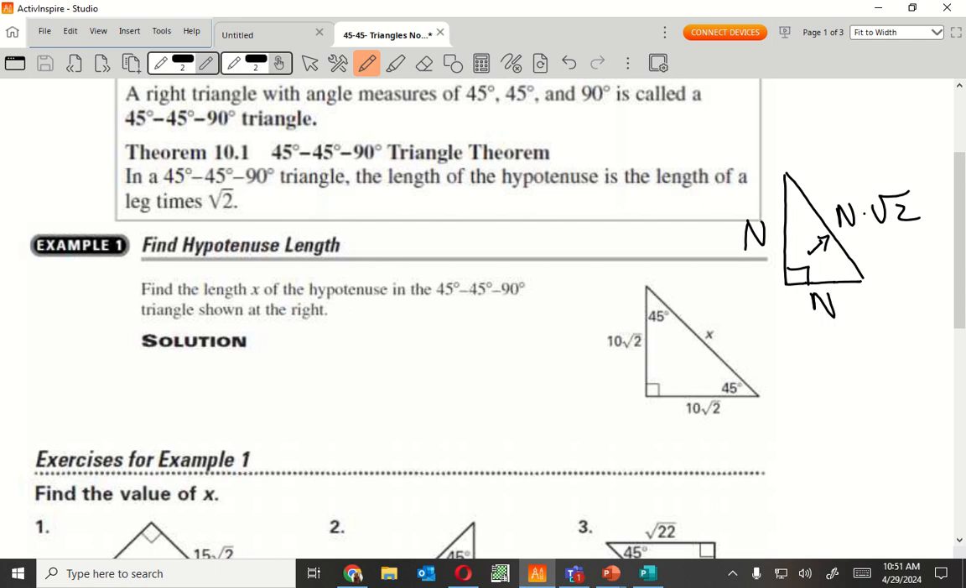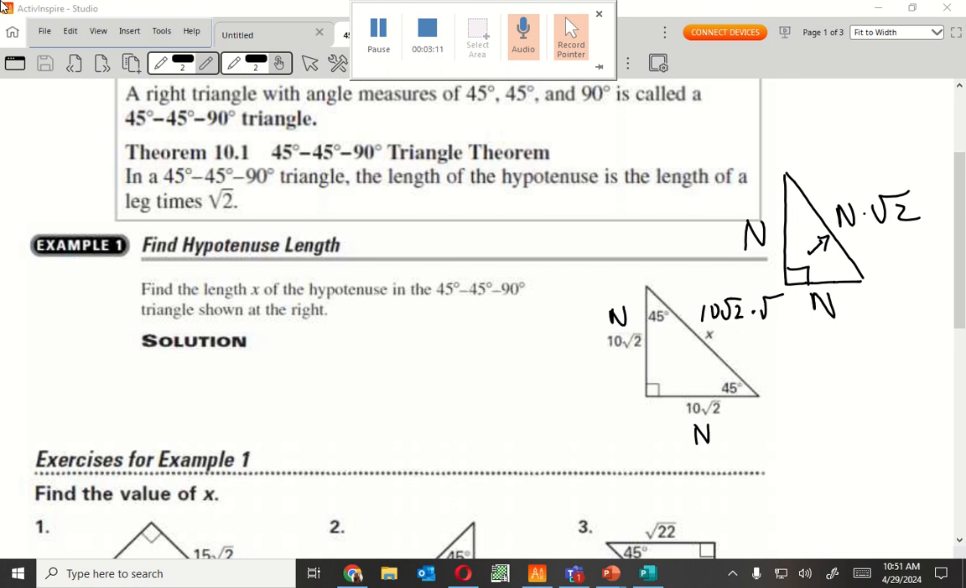Thank you. All right. So, n times square root of 2. In this problem right here, this value is an n, isn't it? This value down here is an n, right? So if I wanted to solve for this one right here, I would take 10 square root of 2 times 10. No. x times square root of 2. Dang it.